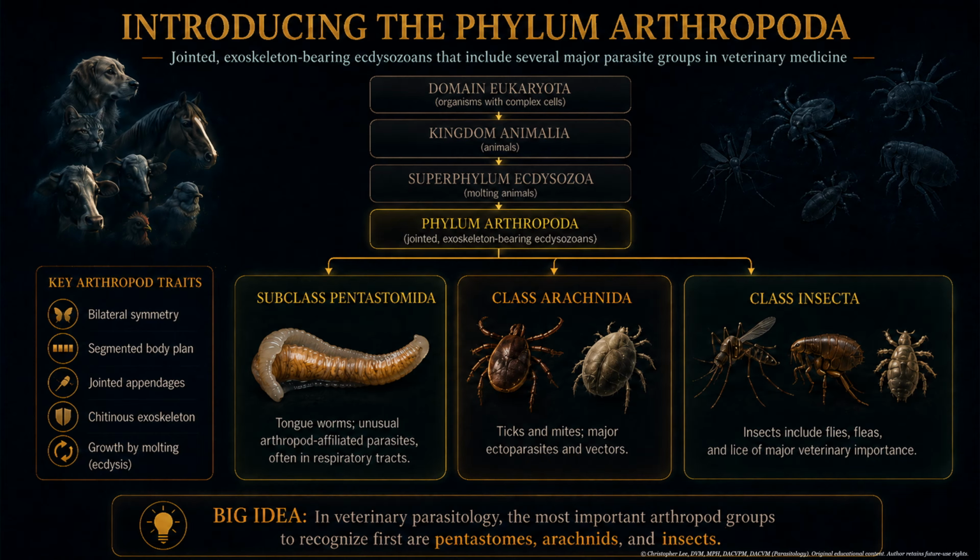The phylum Arthropoda includes jointed, exoskeleton-bearing ecdysozoans. In veterinary parasitology, the major arthropod groups we need to recognize are pentastomes, arachnids, and insects. Pentastomes, or tongueworms, look worm-like, but they are arthropod-affiliated parasites. Arachnids include ticks and mites. Insects include flies, fleas, and lice. Arthropods matter because they can be parasites themselves, but they can also act as vectors of disease.